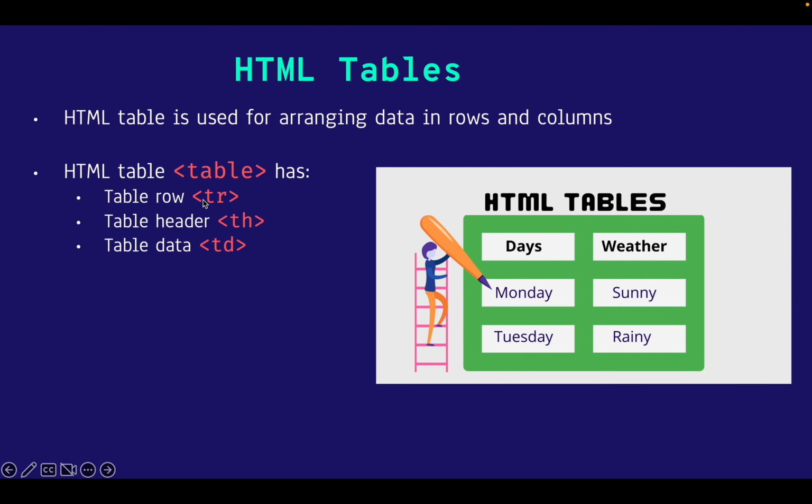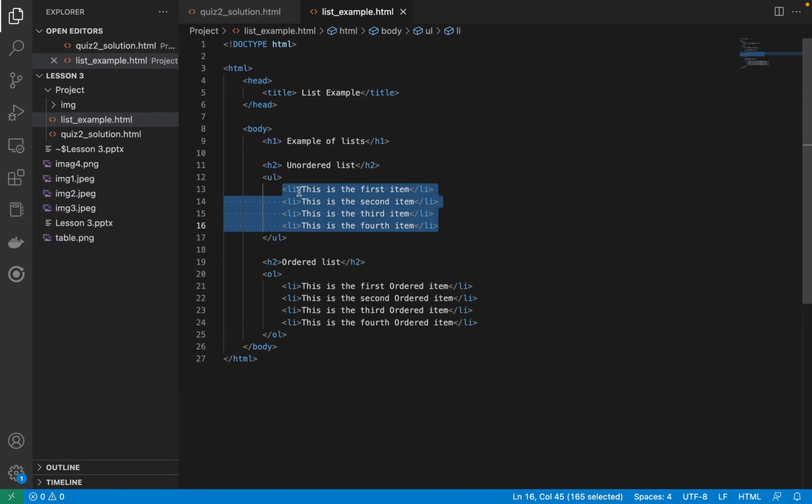Then each row is represented by tr. This is a row, this is a row, and this is a row, right? Then table header, the table header is always the bold one, right? Then table data is each entry in here. All right, so let's go and write that.